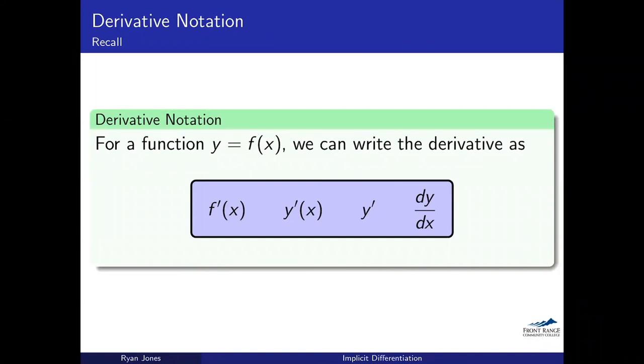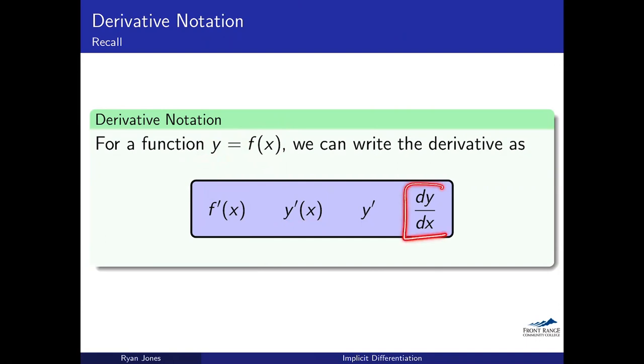So derivative notation. If I have a function y equals f of x, we might identify that function as just y, or we might use function notation and say f of x. But if that's our function, we can write the derivative in a handful of ways. Probably the most common is just writing f prime of x. We could also write y prime of x. That'd be fine. A little shorthand for y prime of x would be just writing y prime.